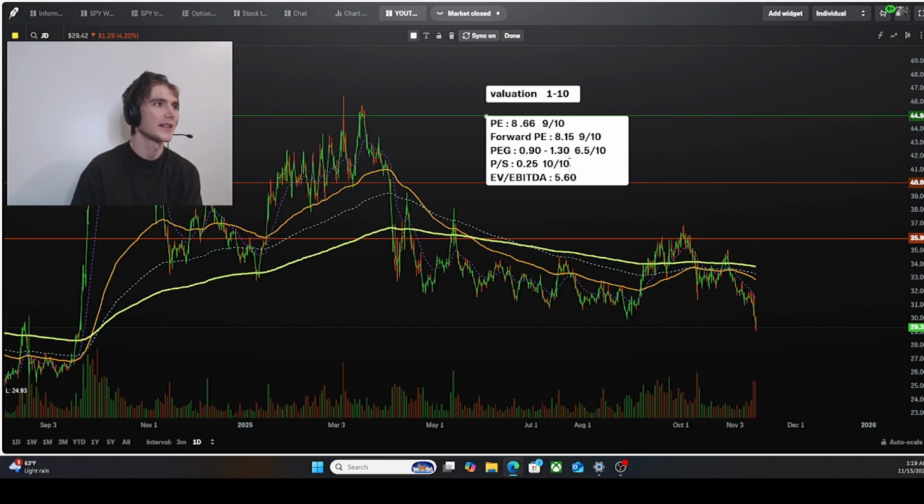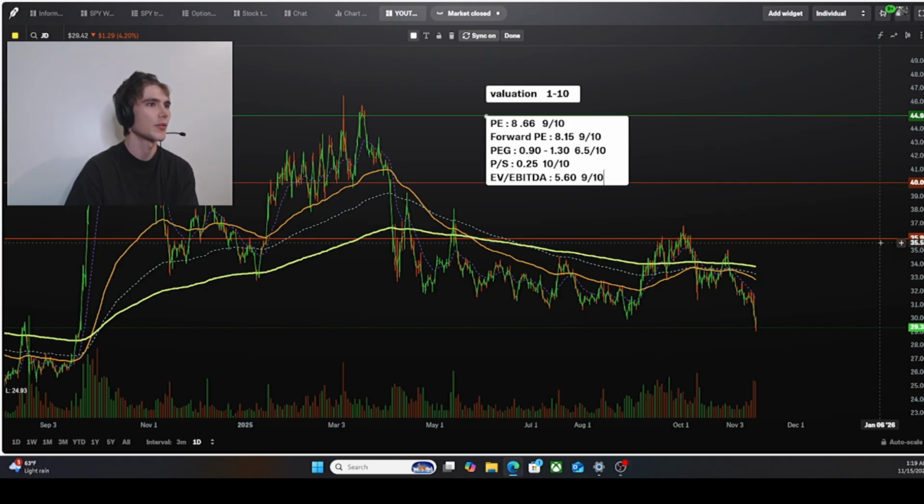Now we will be looking at the EV to EBITDA, and this compares the total value of the company to its core operating earnings. And JD sits around 5.6, which is very low for a business with JD's scale and infrastructure, and that will be another 9 out of 10.